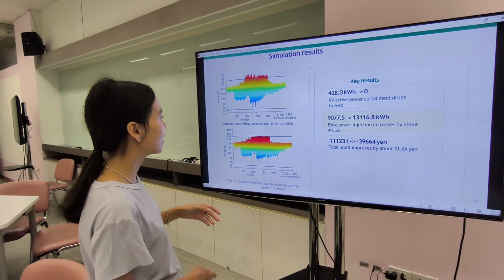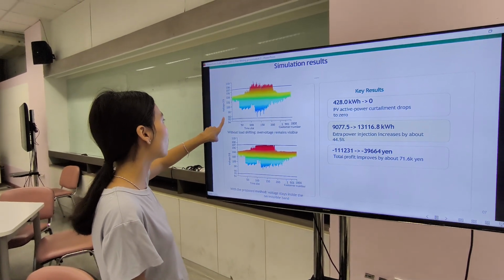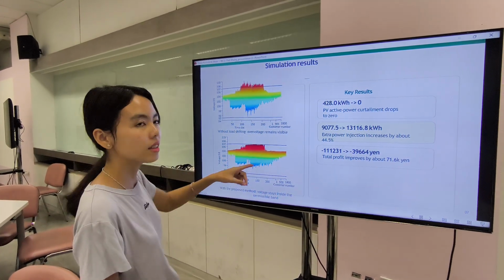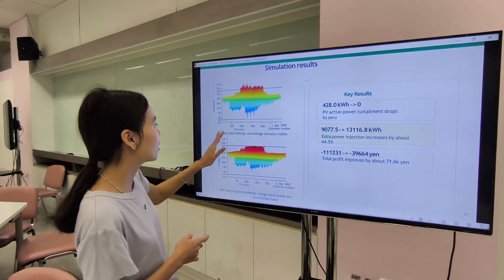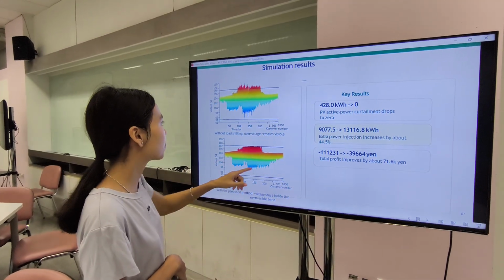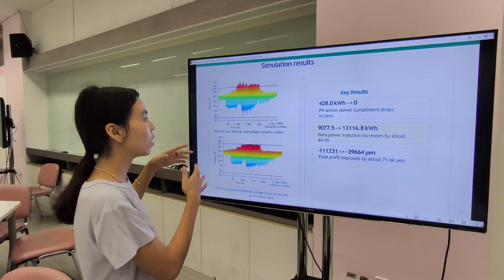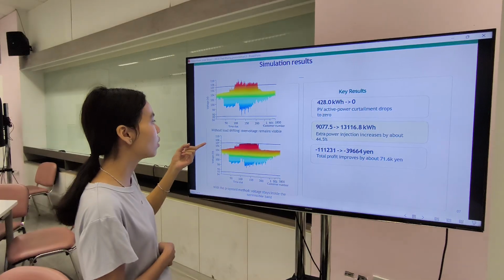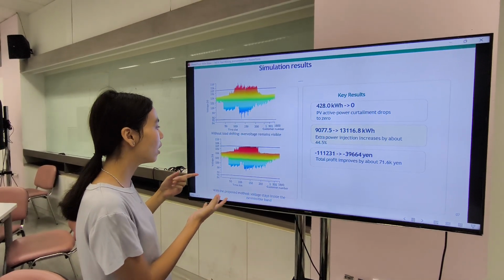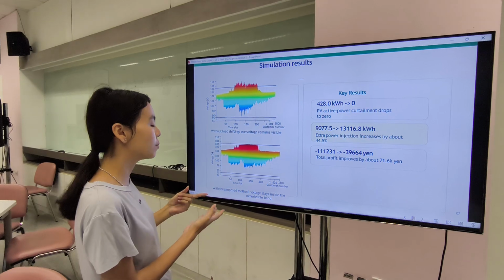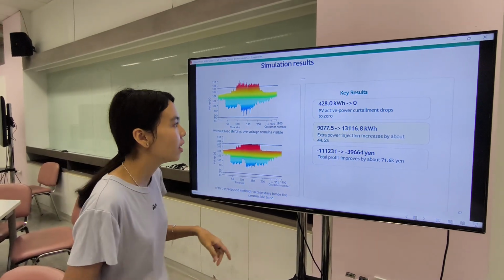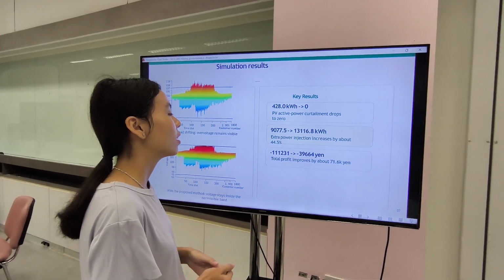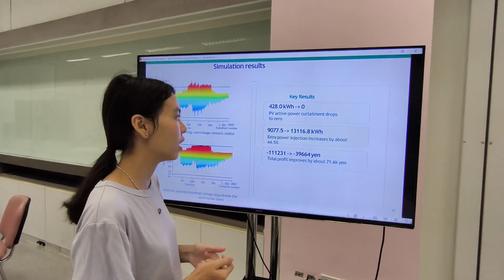As a simulation result, in this graph, the y-axis is voltage and the x-axis has two side axes, and it is a 3D graph. So this is the time slot and this is the customer number. This graph shows the change of voltage according to time slot and customer number. And as you can see, without load shifting, voltage goes outside the limit, and with the proposed method, voltage remains inside the allowed band. And as a key result, the PV curtailment drops to 0. So in this case, we can remove the curtailment.